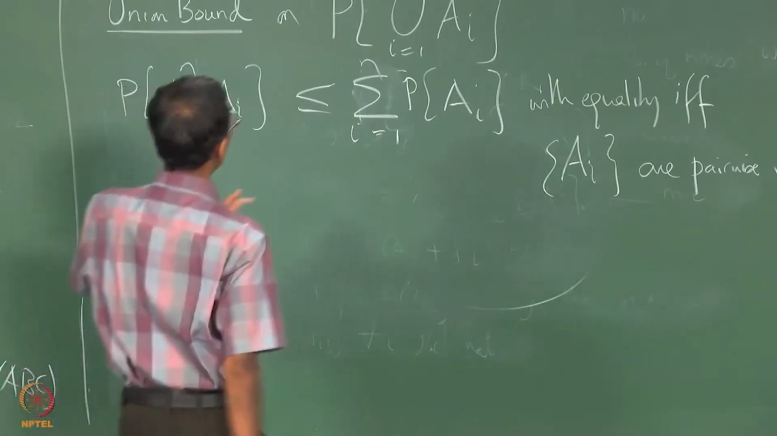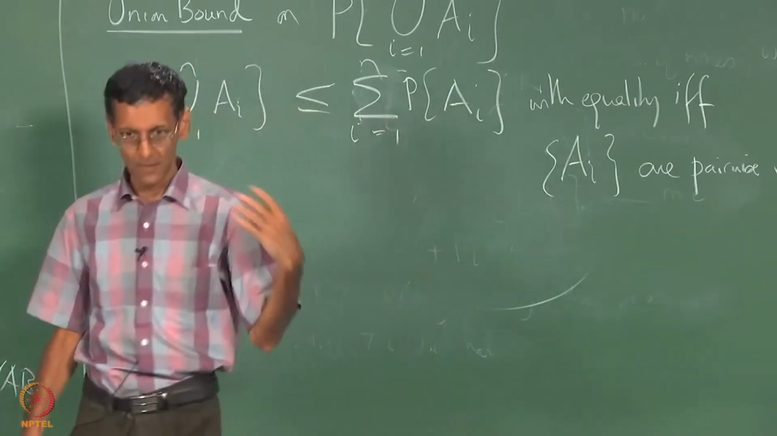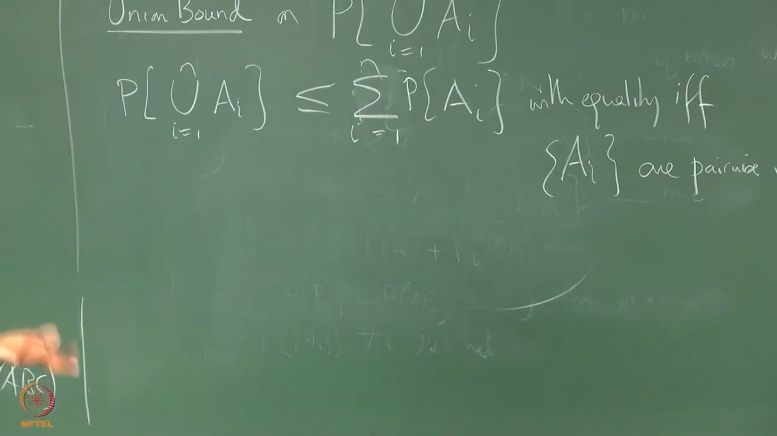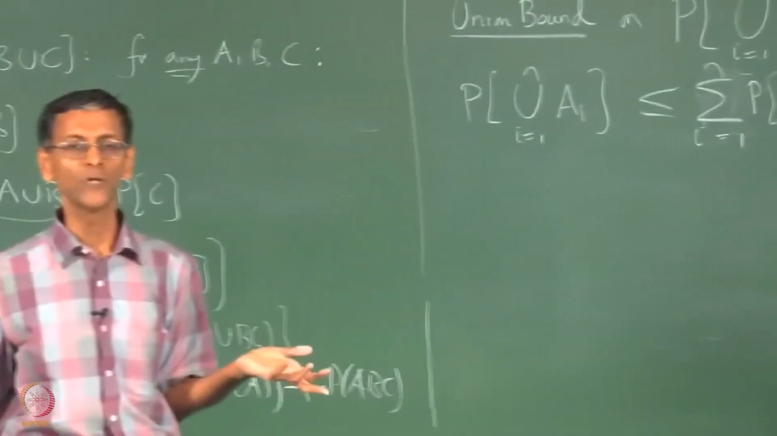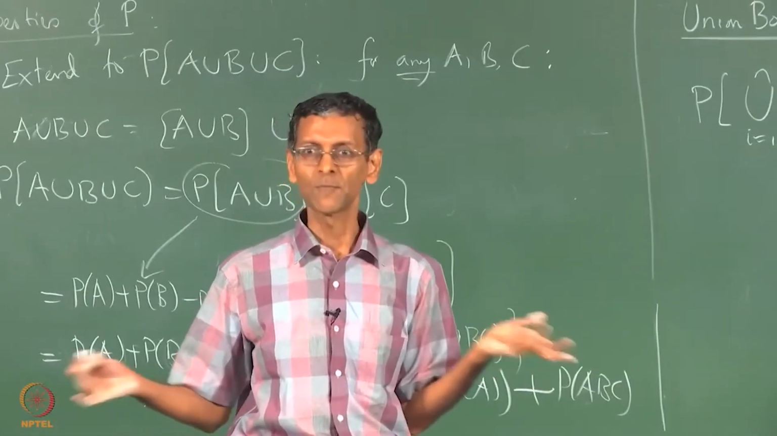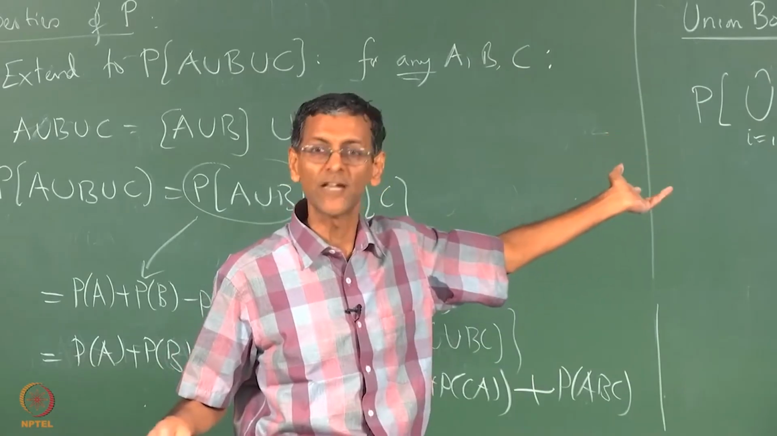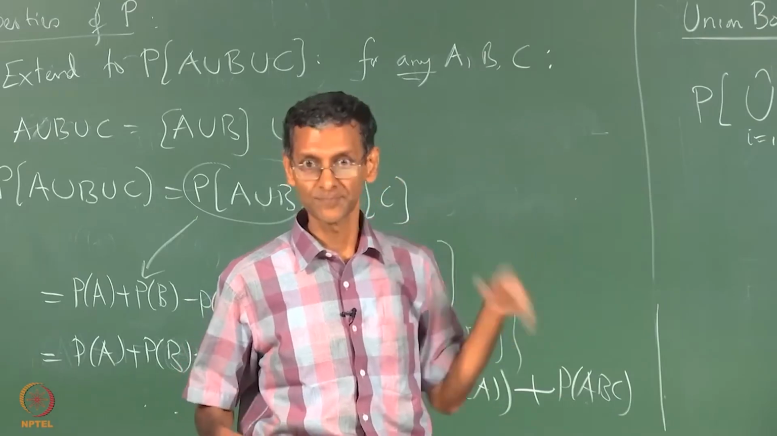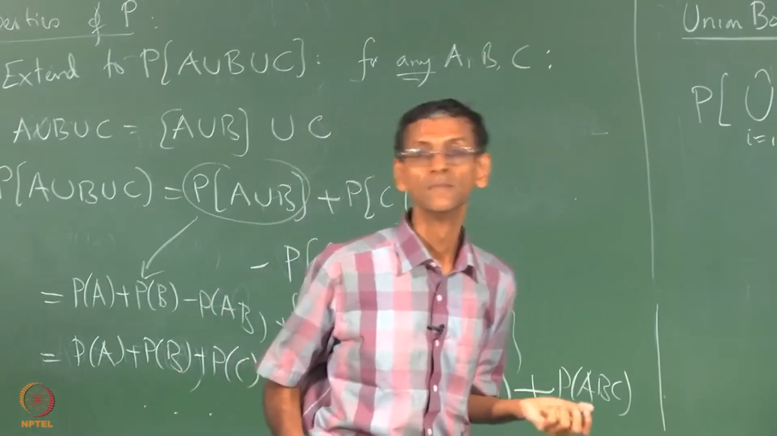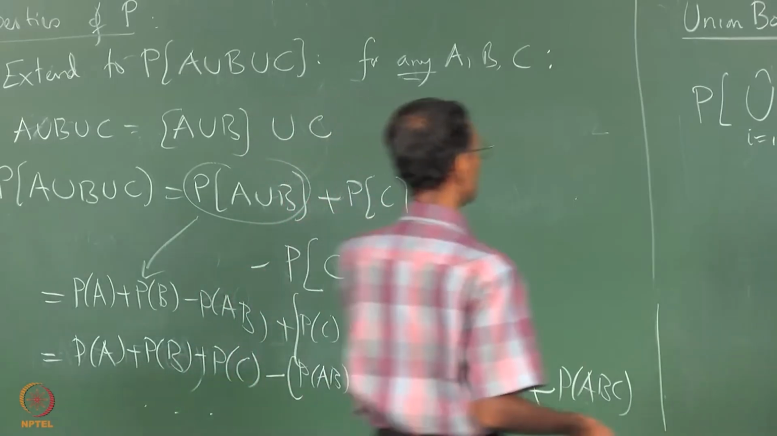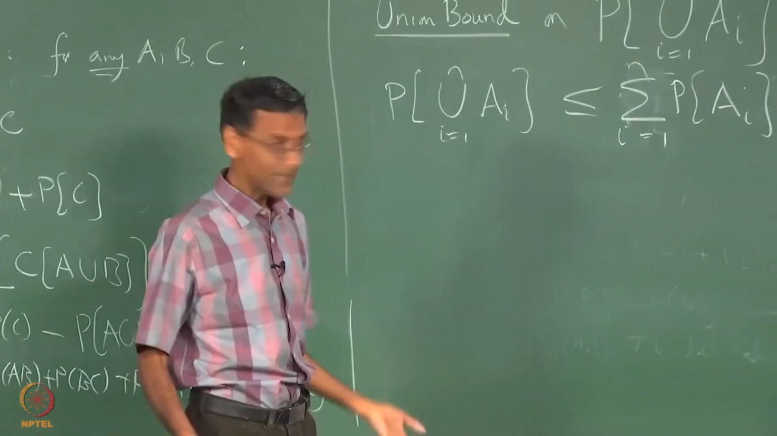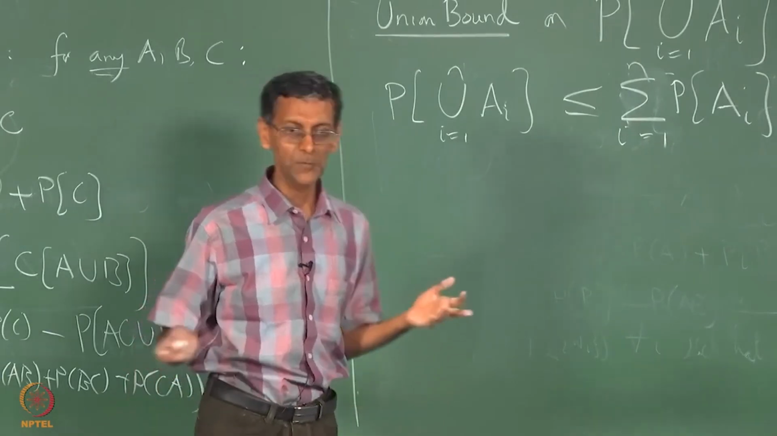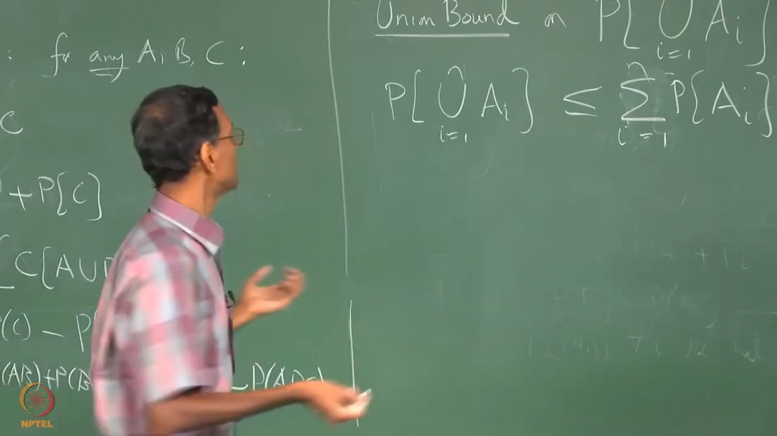If you want to actually formally prove this, you have to start with the first pair itself. Let's say A1 and A2. P of A1 union A2 is clearly upper bounded by P of A1 plus P of A2, because P of A1 intersection A2 is going to be non-negative. Then you extend that by induction, and you get this. So this is the union bound, very useful in many examples, especially in bounding error probabilities in communication and so on.